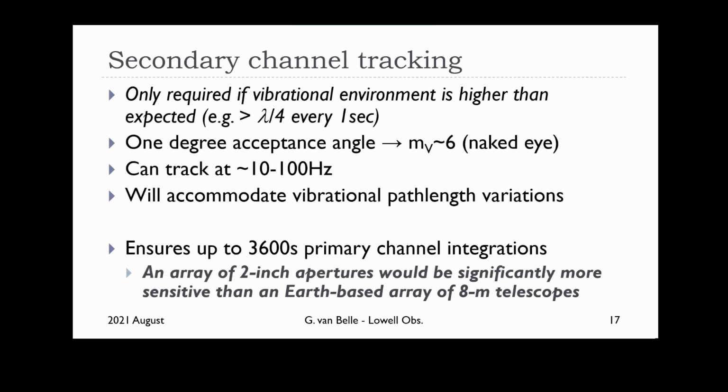If you really have to work with a much more dirty vibrational environment, you can always go with an architecture where you have a faint science beam accompanied by a bright tracking channel. And this is really opened up by the fact, again, of the vacuum environment. You can basically put 2 interferometers on top of each other and have a very wide acceptance angle. 1 degree acceptance angle gets you basically full sky coverage for naked eye objects, and you can basically track everything at about 10 to 100 hertz.